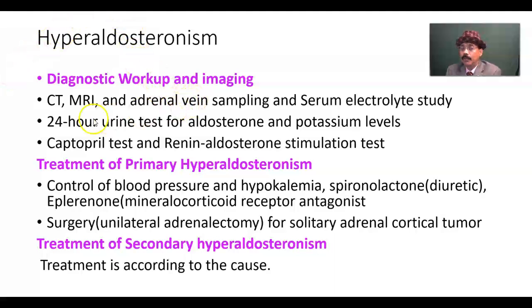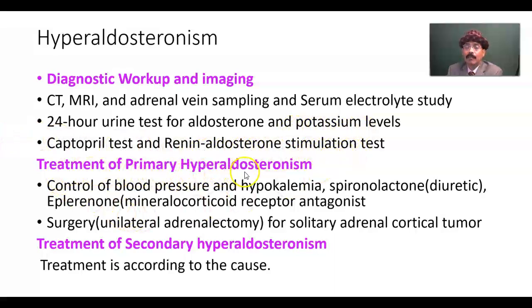Diagnostic workup and imaging: CT, MRI, adrenal vein sampling, and serum electrolyte study. 24-hour urine test for aldosterone and potassium level. Captopril test and renin and aldosterone stimulation test.